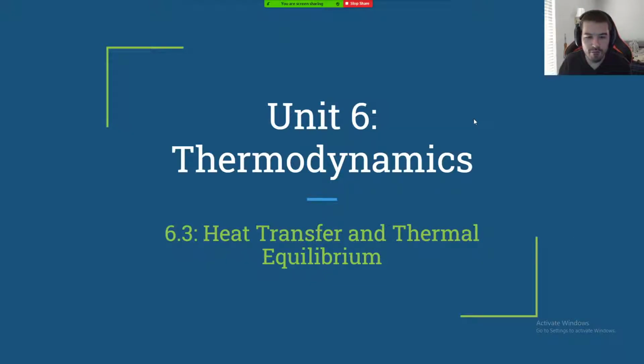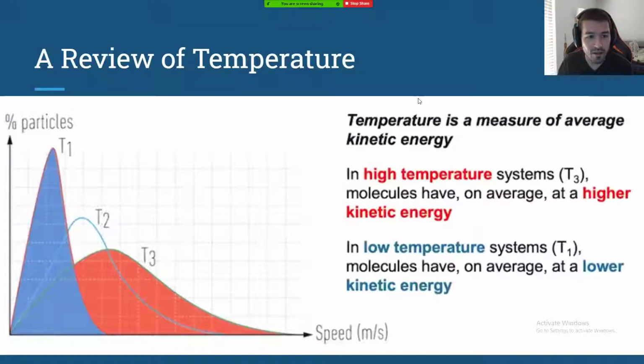All right. I know you don't believe me, but this one actually is going to be really short. I think I have like 3 slides. 6.3, super easy. Heat transfer and thermal equilibrium, way easier than regular equilibrium. So let's get in here.